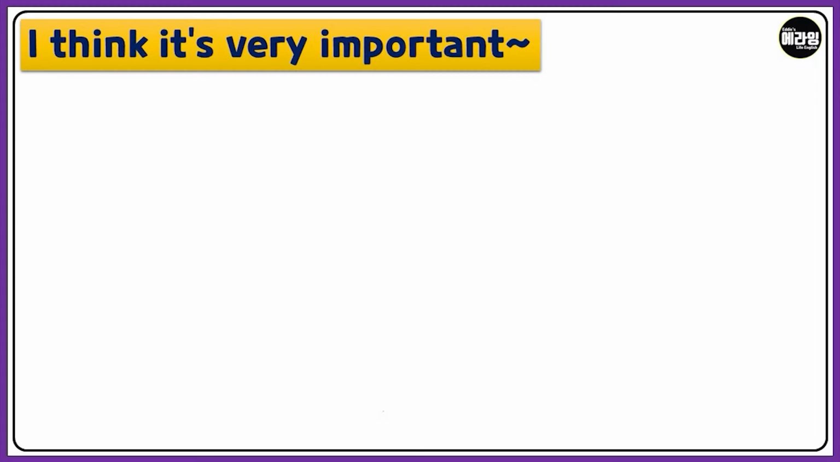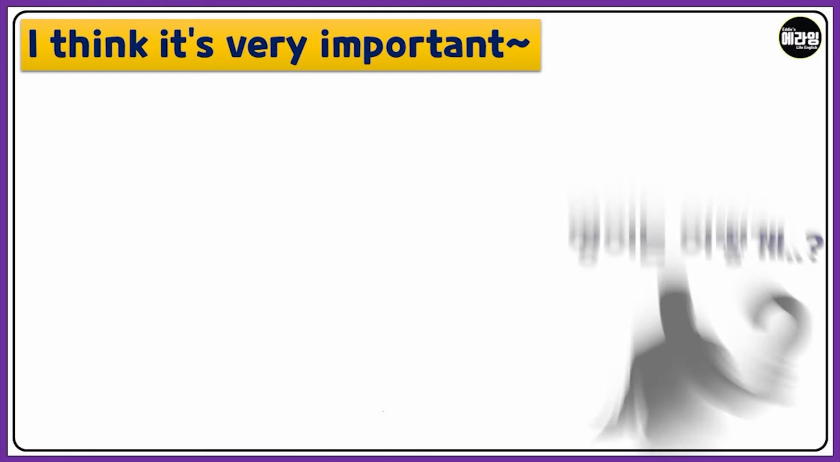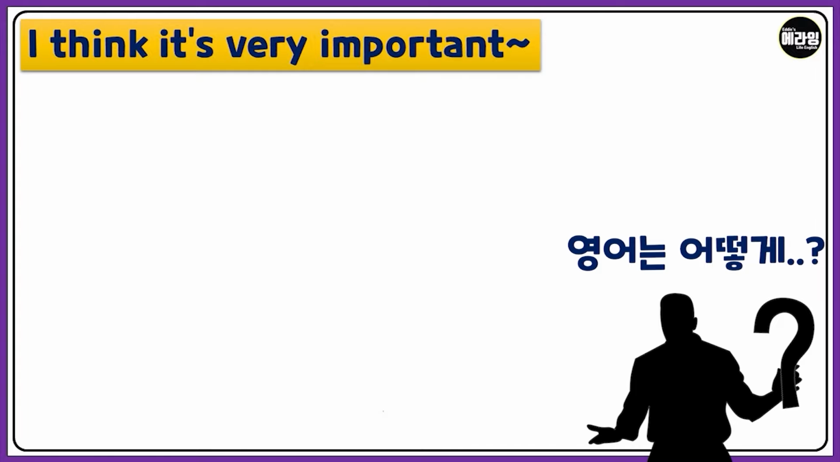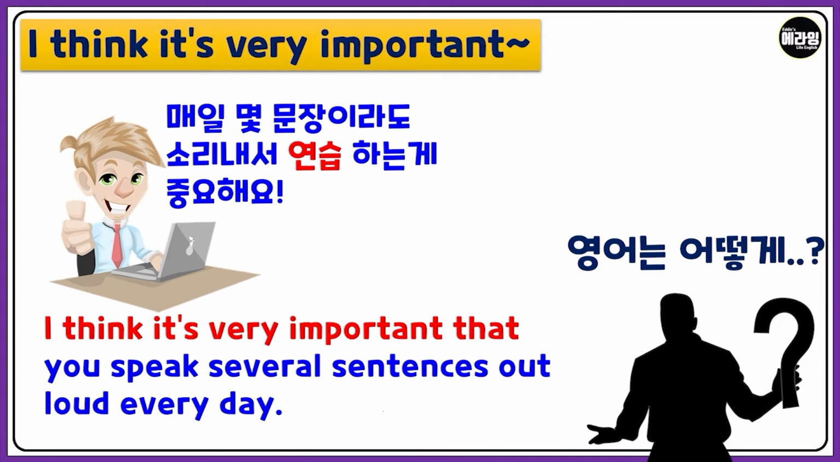I think it's very important that 이하 패턴은 다른 패턴보다 직관적입니다. 정말 말 그대로 내가 생각하기에 that 이하에 나오는 사실 등이 매우 중요하다고 느끼기 때문에 그 의견을 말할 때 자주 사용하는 패턴인 것입니다. 무엇무엇 하는 것이 정말 중요하다고 생각합니다.